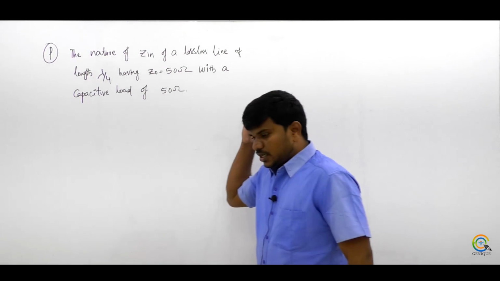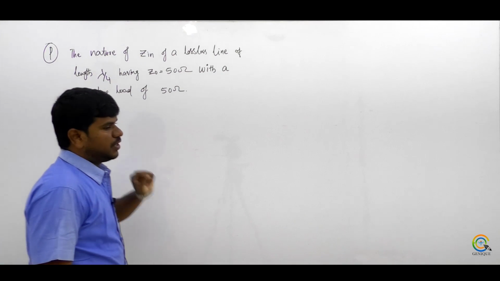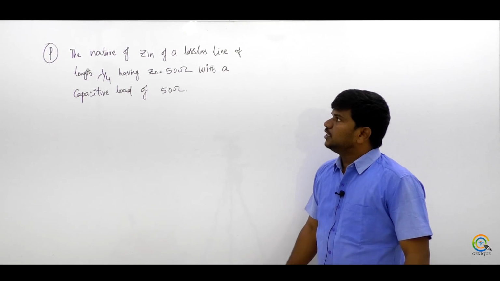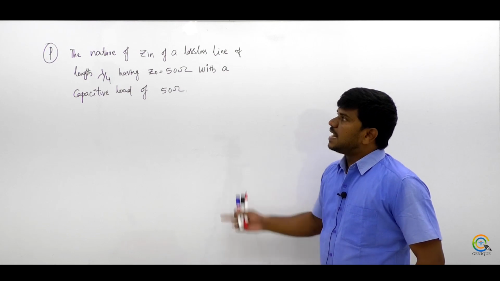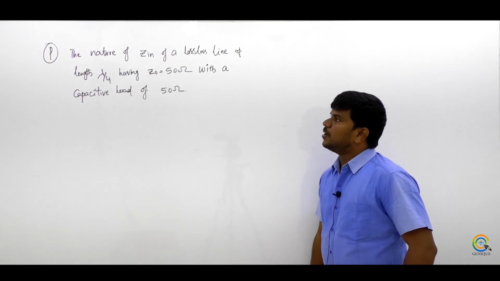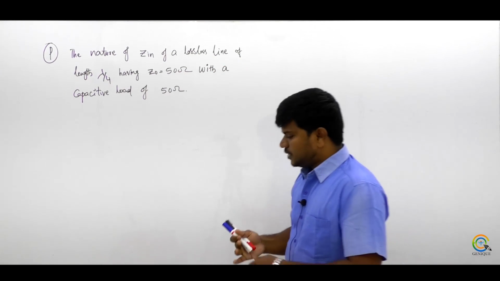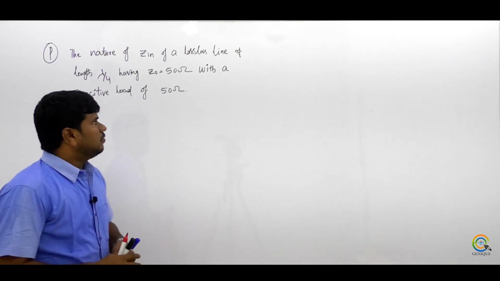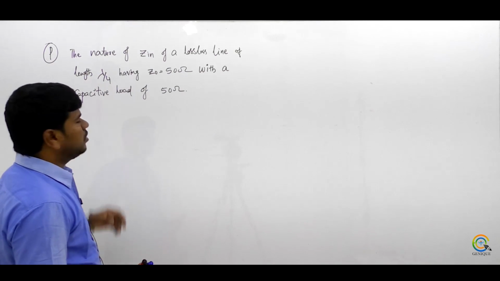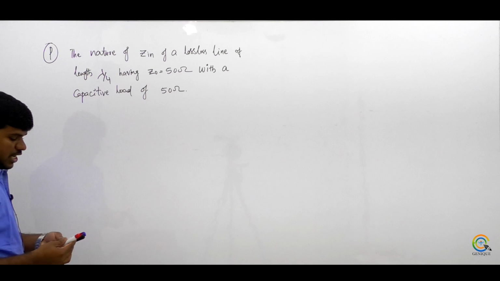This question was actually for the previous class. The input impedance of a lossless line of length lambda by 8 having a characteristic impedance of 50 ohm with an inductive load of 50 ohm. Here the question is asked for a capacitive load, and the length is now reduced to lambda by 4. For this line we have to find the nature of the input impedance.